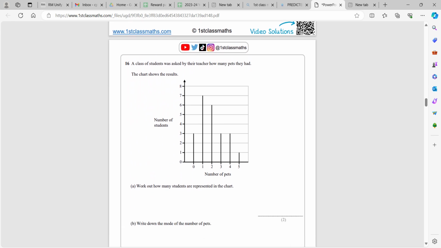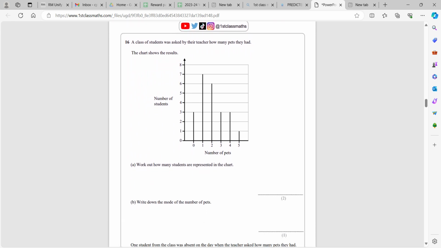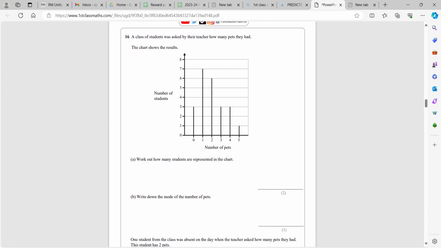Question 16. Work out how many students are represented in the chart. So you need to be looking at your y-axis, and you're going to be adding up these totals. So what you want to be showing the examiner when they're marking this, is that you are reading off of the table correctly. So we've got 3 plus 7 plus 6 plus 3 plus 3 again plus 1.